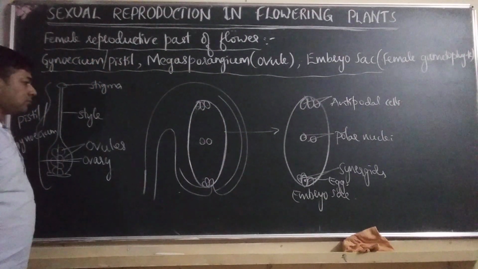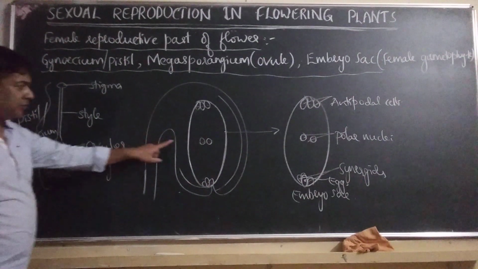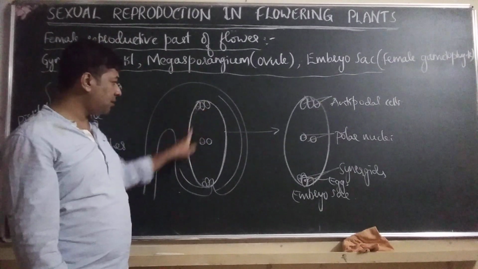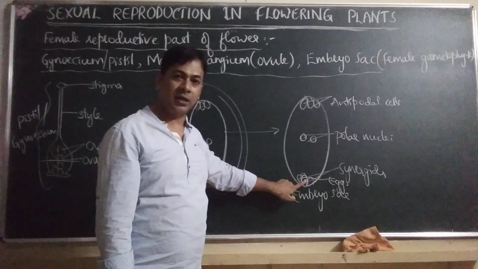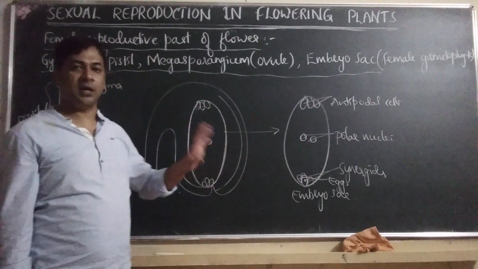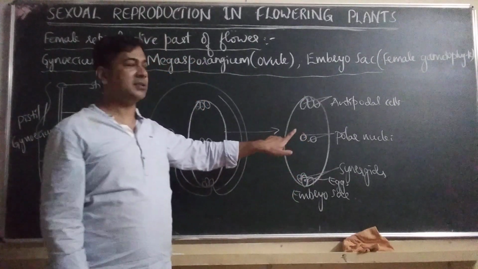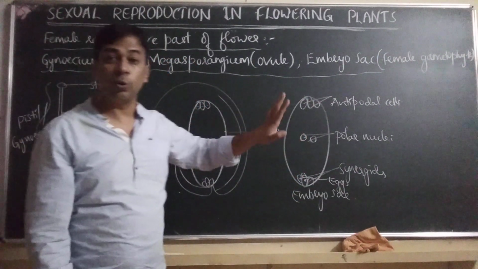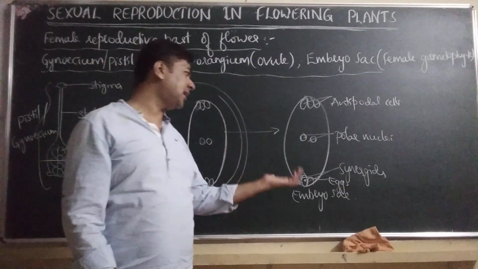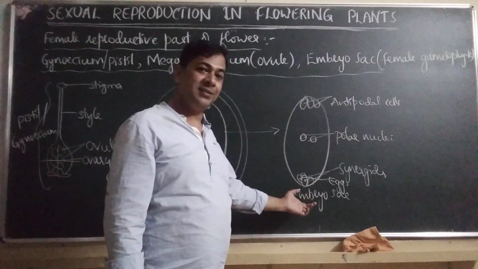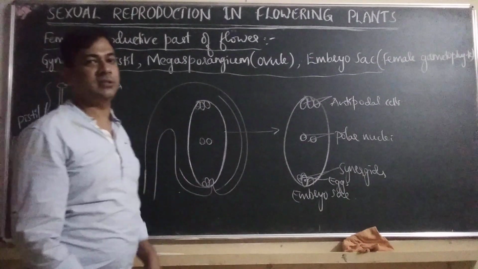Okay. So I hope you understood now that within the ovary there will be ovule, within the ovule there will be embryo sac, and within the embryo sac there will be egg. That egg is a megaspore. So now we have to learn how exactly this egg is produced inside the embryo sac. That process is called megasporogenesis. The name itself says genesis means formation.